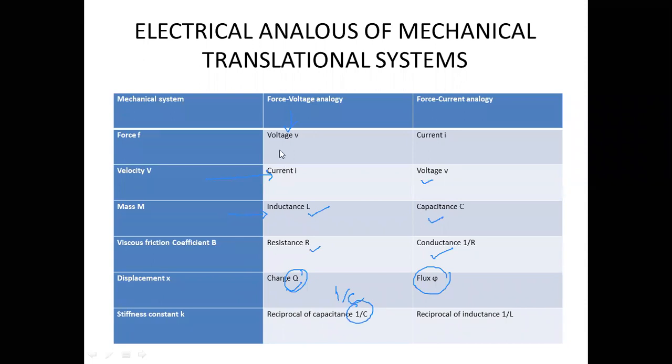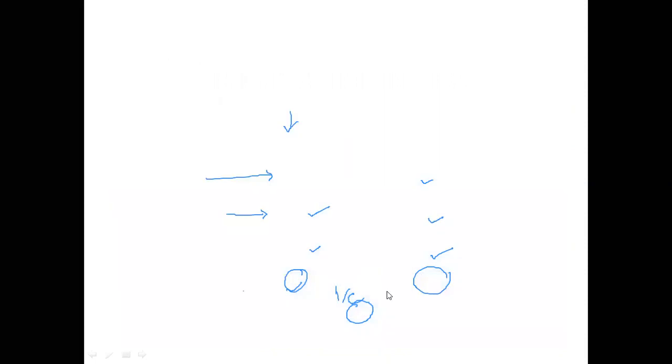If you want, I will repeat it once again. The force is represented as voltage in the case of force voltage analogy. In force current, it is current, right? Velocity, the corresponding element in force voltage is current I. In the case of force current analogy, it is voltage, right? Mass is replaced with the inductance L, and in force current analogy, it is replaced with the capacitance. Similarly, for B, it is R. Here it is 1 by R. For displacement, it is Q. Then it is flux.